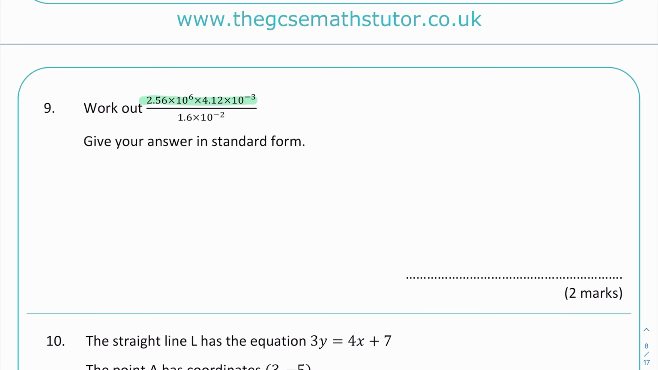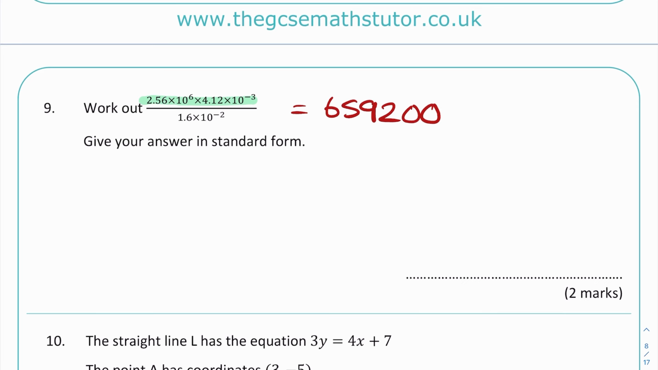So 2.56 multiplied by 10. Know where your power button is, because I want to do 10 to the power of 6. Multiplied by 4.12 times 10 to the power of negative 3. And on the bottom, 1.6 times 10, power button again, negative 2. Press equals, and that comes out as 659,200. So we have got that there.